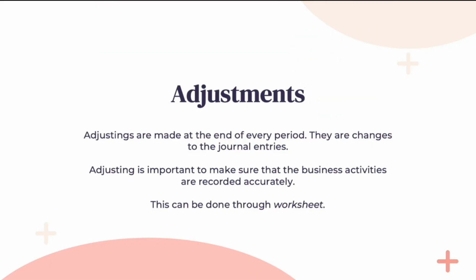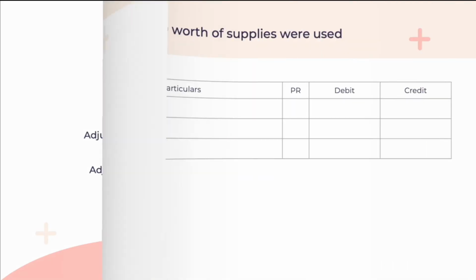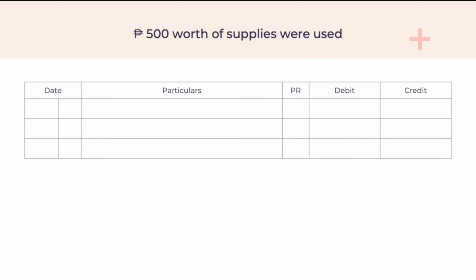Moving forward to adjustments. Adjustings are made at the end of every period. They are changes to the journal entries. Adjusting is important to make sure that the business activities are recorded accurately. This can also be done through worksheet. Now for our example, the adjustment is 500 pesos worth of supplies were used. So we'll be making a journal entry about it.